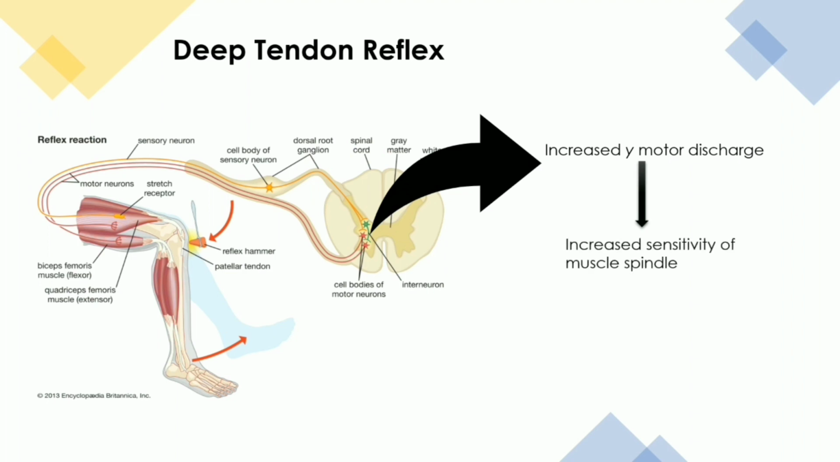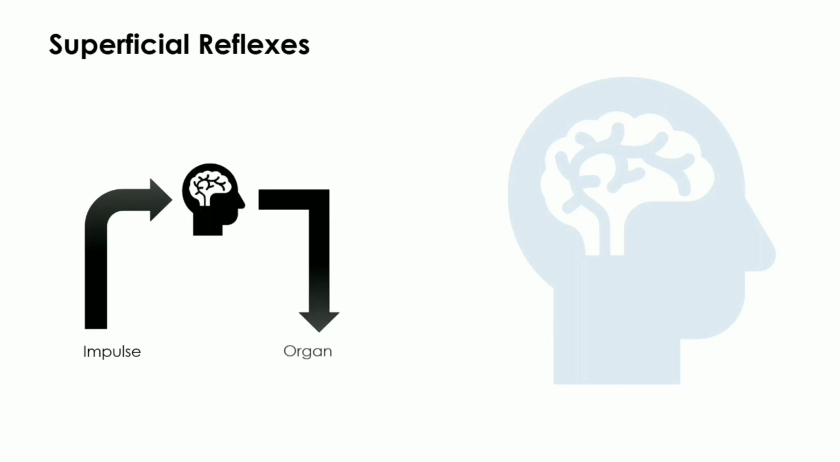Why? Gamma motor discharge is high, the muscle spindle is very sensitive, so a small stretch will cause a very strong contraction because of its high sensitivity. What about a superficial reflex? When we are talking about superficial reflex, the impulse is generated, goes through the ascending tract to the brain, and through the descending tract it reaches the organ. That's how generally superficial reflexes work. So in this case descending tracts are damaged, so the superficial reflexes are completely lost.